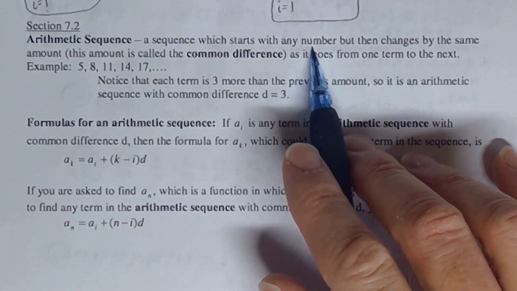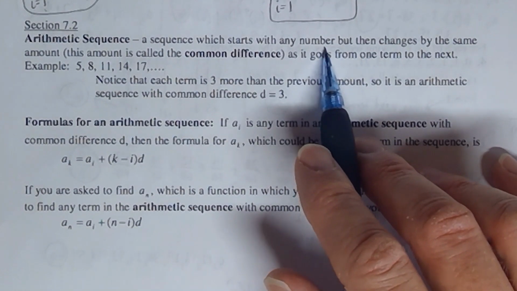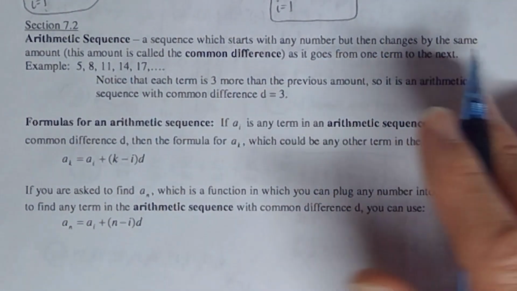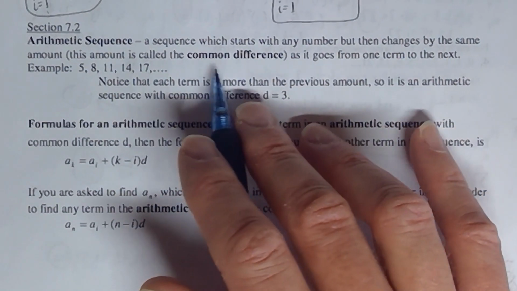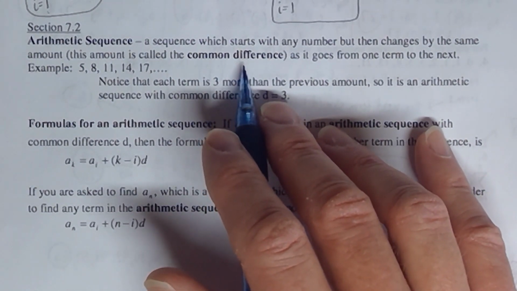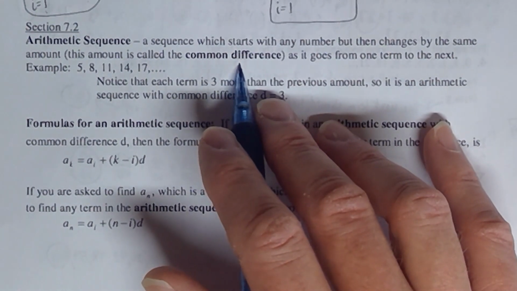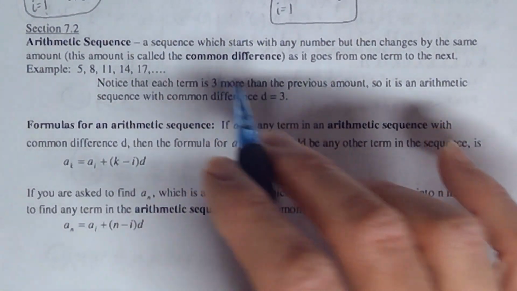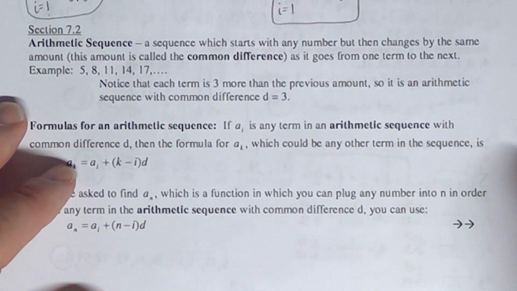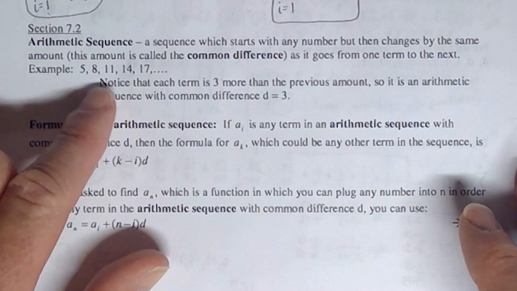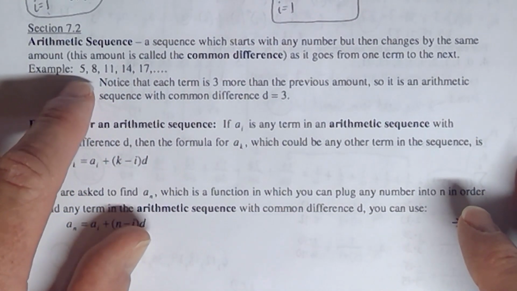It's a sequence that starts with any number. It could be any number at all. But then after that, from the first term to the second one, and then the second to the third, and so on, it will always change by the same amount, called the common difference, and we call that D for short. Okay, we'll use the letter D for that. But what do we mean when we say it changes by the same amount? In particular, it means that we add the same amount to each previous term in order to get to the next term. You can see that that's what happens here.